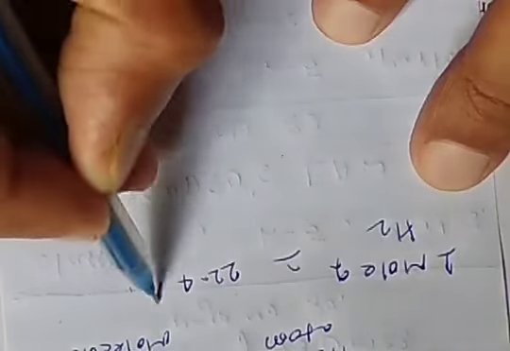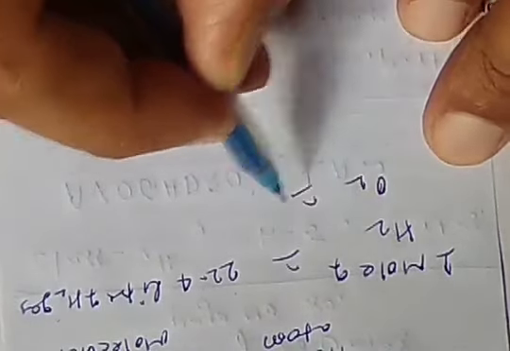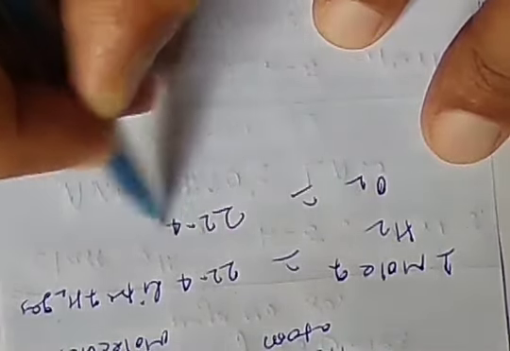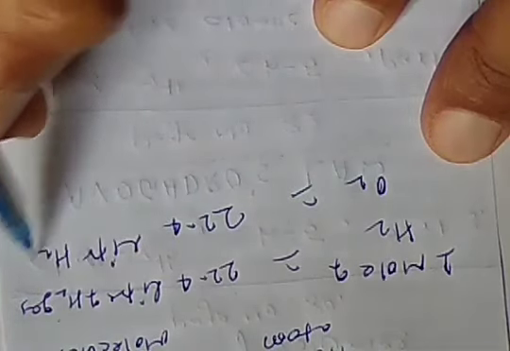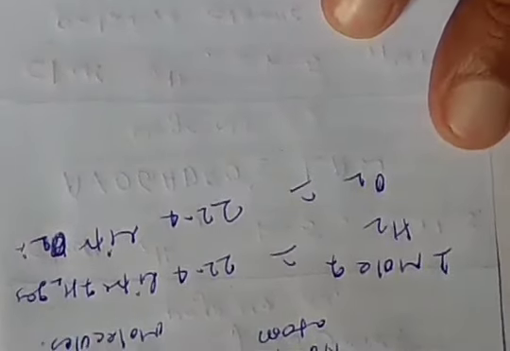So 1 mole of H2 occupies 22.4 liters of H2 gas. 1 mole of O2 molecules occupies 22.4 liters of O2 molecules in their gaseous form. So this is all about the mole concept. Okay.